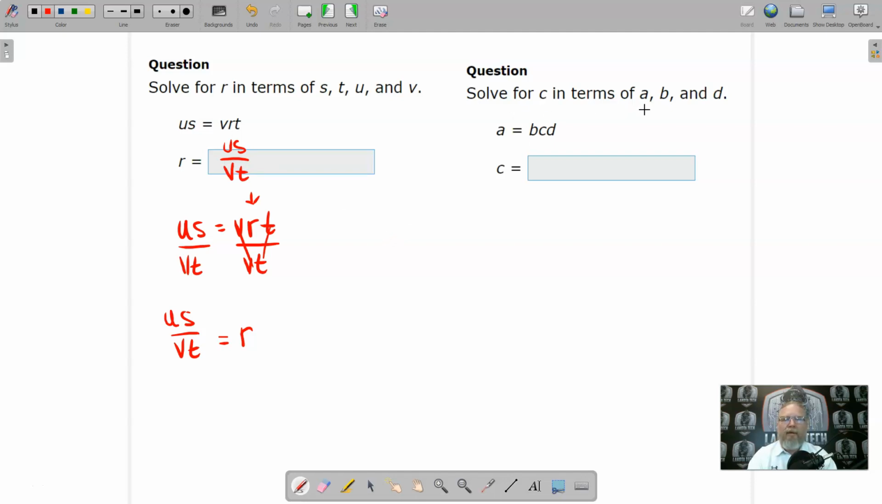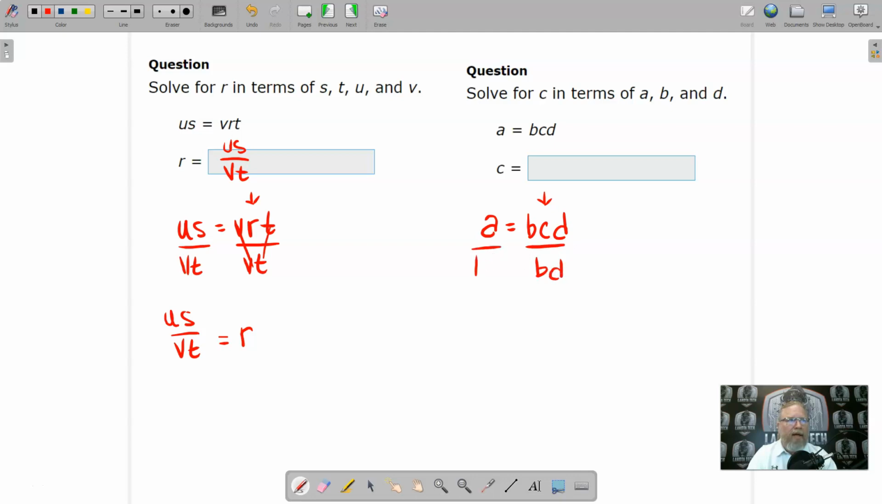Solve for c in terms of a, b, and d. So we have a equals b, c, d. We need to solve for c, which is here. So the c is being multiplied times the b and the d, so we're going to divide by what we want to get rid of, which is the b and the d.